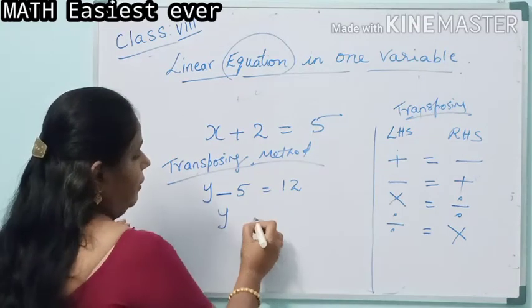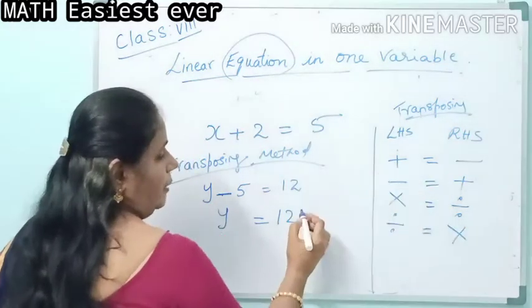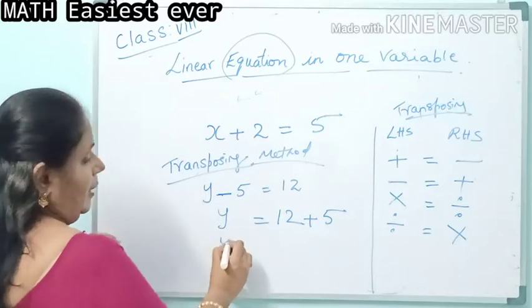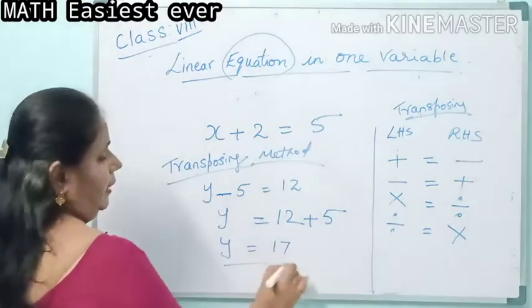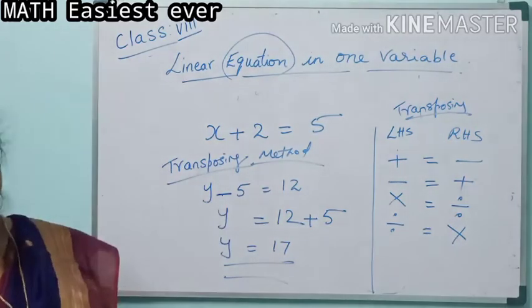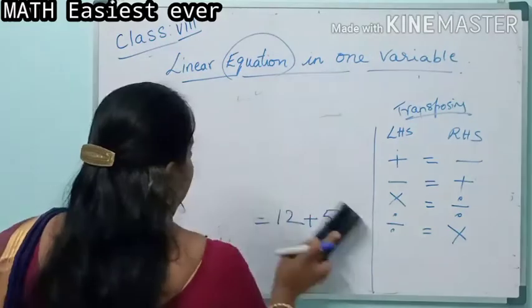So my y will be 12, and when I transpose minus it becomes plus. So it becomes 12 plus 5. So my answer for y is 17. That's all. You can check it: 17 minus 5 is equal to 12. Okay. We'll do another one.